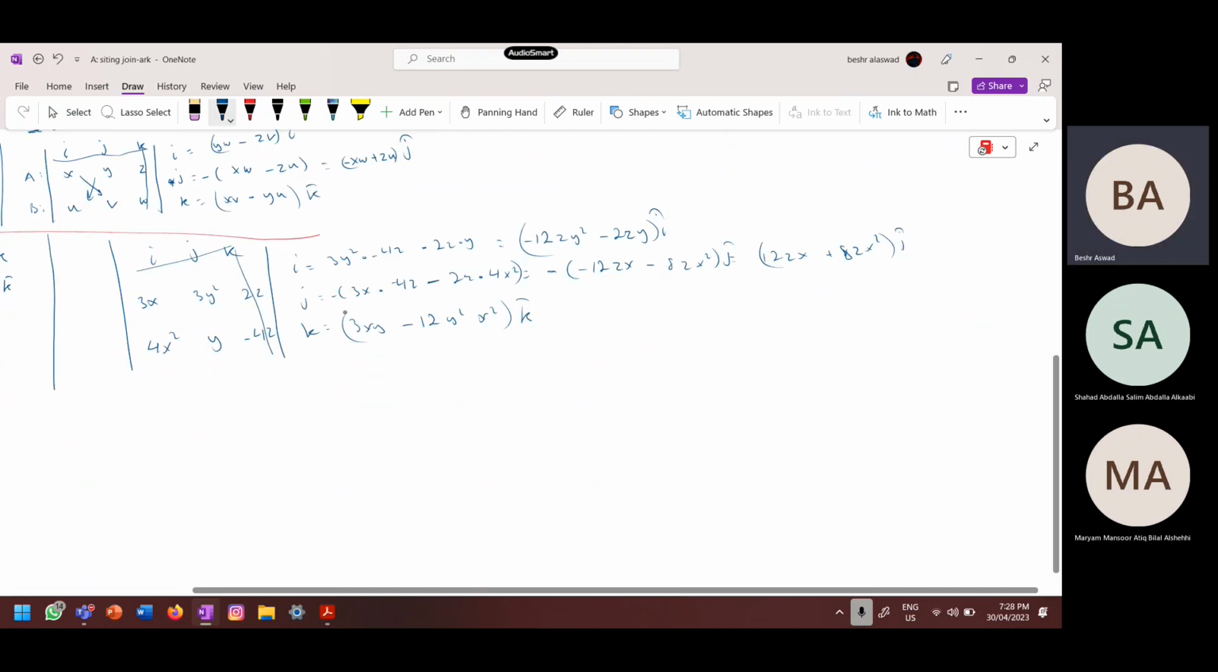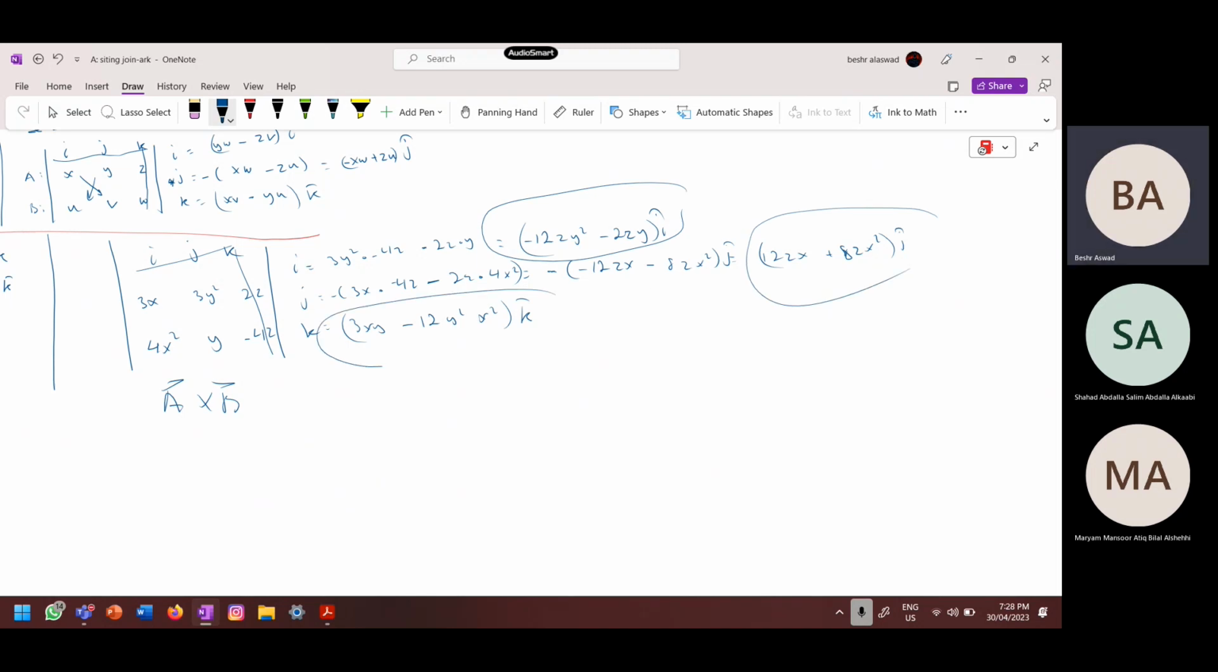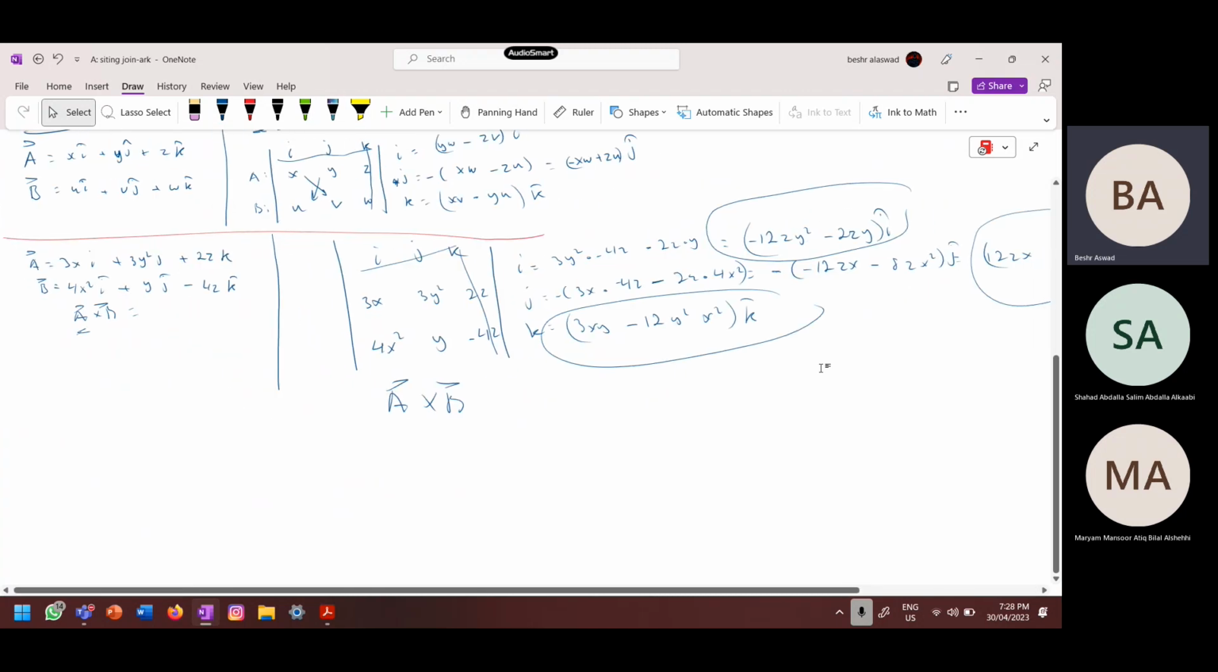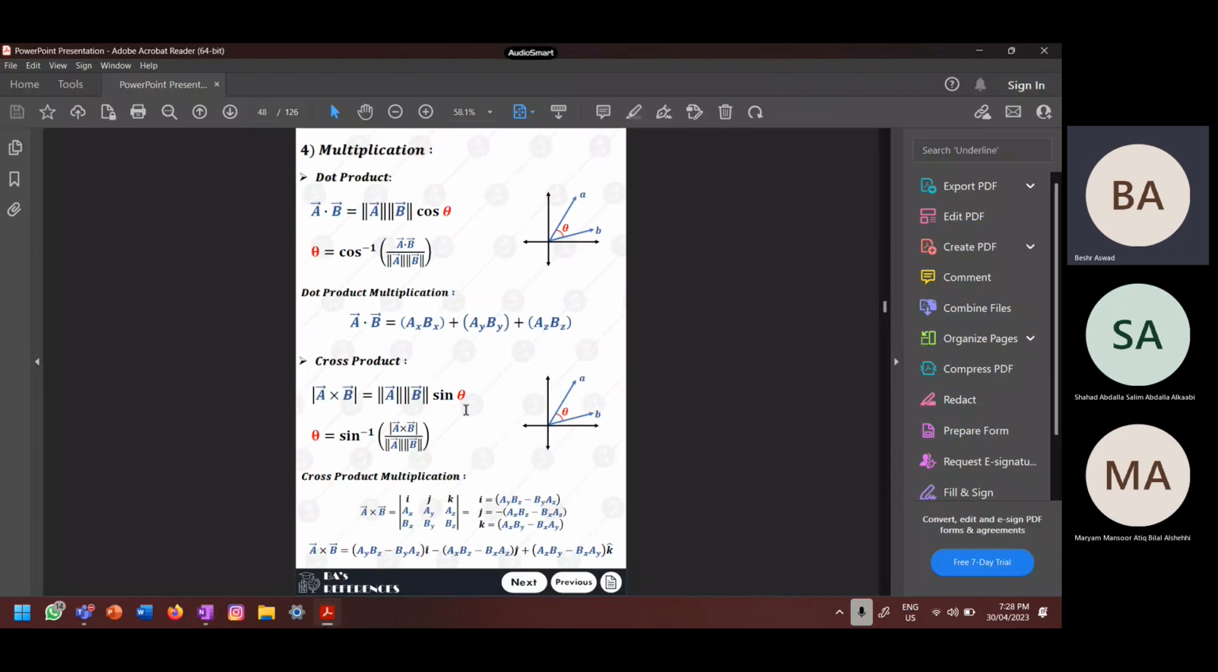Okay, finally, A cross B can be determined by finding the summation of these values, or these functions, or these components. There's no simplification. You finally simplified everything. There's no further simplification required. So just place these next to each other with the summation sign, and you're already done.